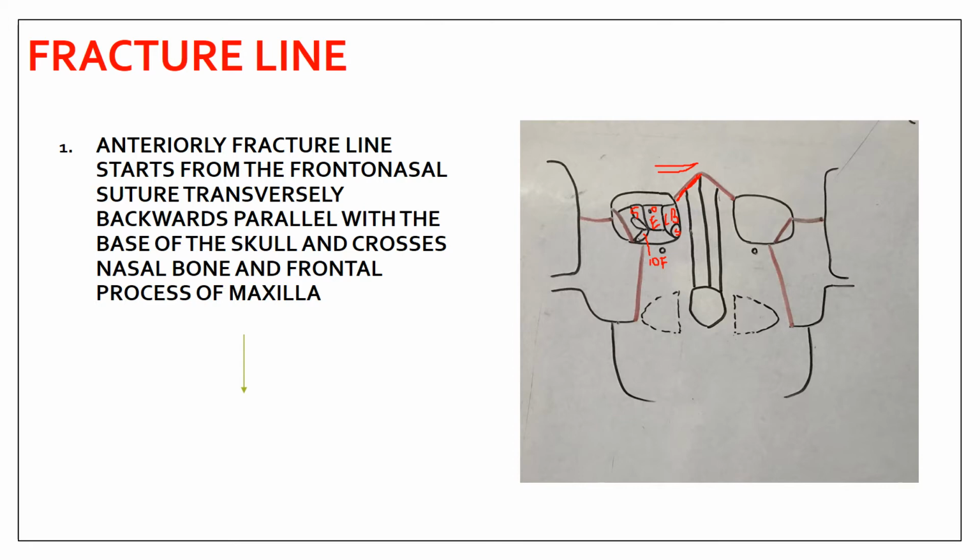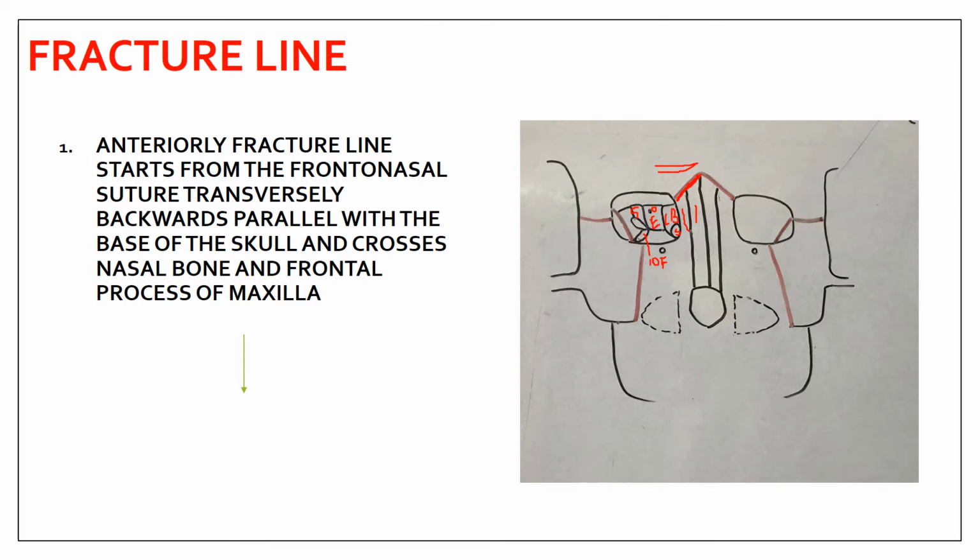Then it crosses the nasal bone and the frontal process of maxilla. So this is the frontal process of maxilla. This is the nasal bone. So it crosses these. So the first line is that it starts from the frontonasal suture and crosses the nasal bone and the frontal process of maxilla.